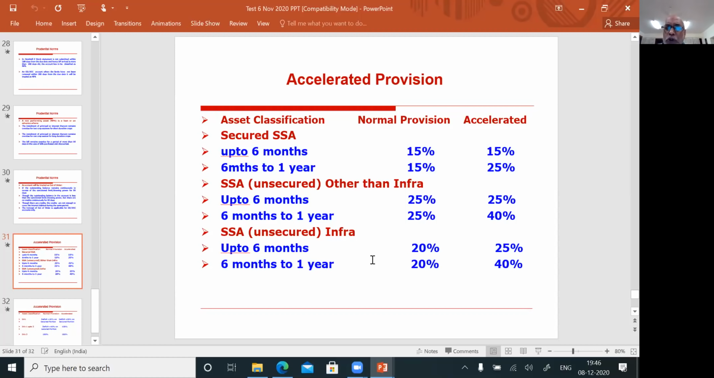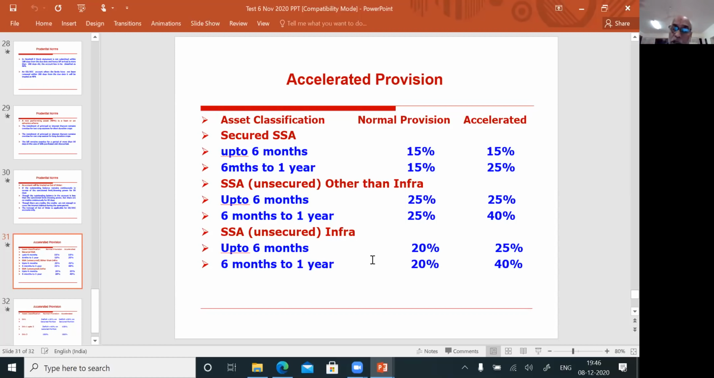Sorry, yes. Individual housing loan sanctioned on or before 7/6/2017, it is 0.40%. After 7/6/2017, 0.25%. All other standard advances, 0.40%. We saw in test paper number 2, isn't it? Recollect all those things. Okay.